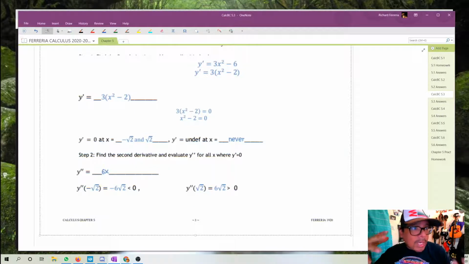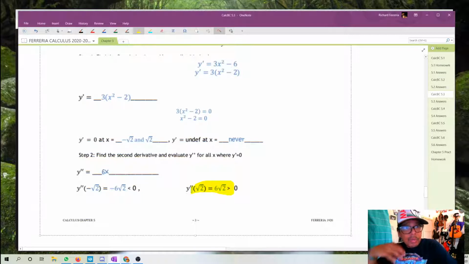So we get a y double prime of 6x. And so when I substitute my critical values, 6 times negative square root of 2 is negative 6 square root 2. Clearly, that's negative. And then when I substitute positive square root of 2, I get positive 6 root 2, which of course is positive. So that should be enough to tell me whether I have a relative minimum or relative maximum at those two critical points.